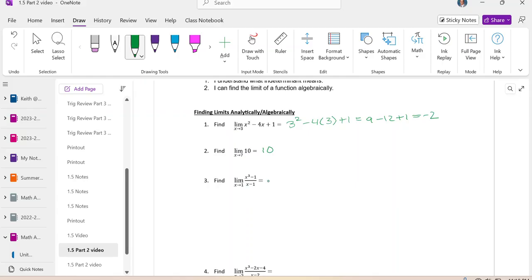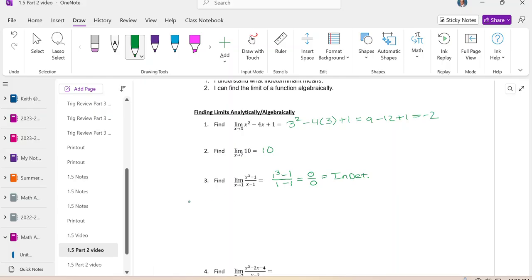Here, when I put in the 1, I get 1 to the third minus 1 over 1 minus 1, so therefore it is 0 over 0. Whenever it's 0 over 0, that gives us what's called an indeterminate form, meaning we have to do something else in order to figure out what the limit is.